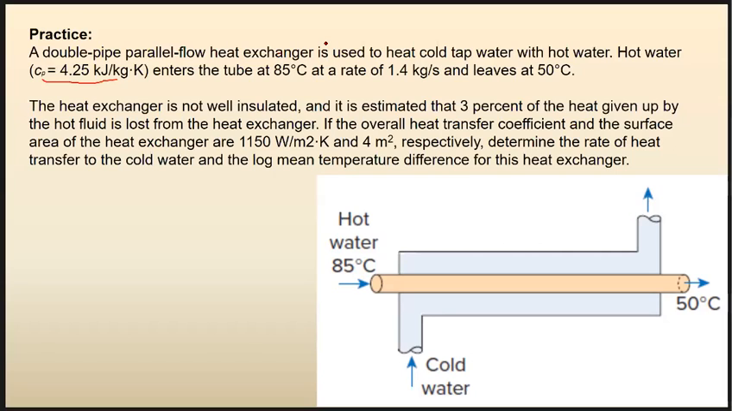So part of the thermal energy of the hot fluid is lost to the surroundings. If the overall heat transfer coefficient and the surface area of the heat exchanger are 1150 watt per meter square Kelvin and 4 meters square, what is the rate of heat transfer to the cold water and the log mean temperature difference for this heat exchanger? So this is your assignment.